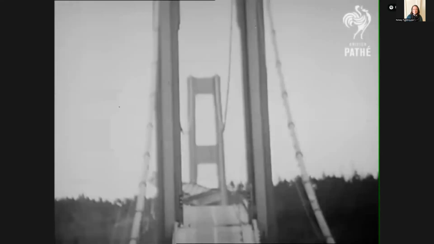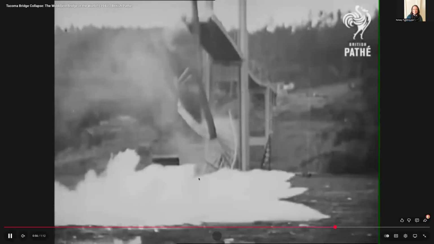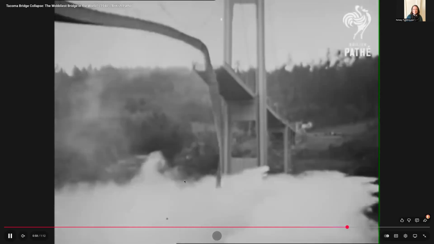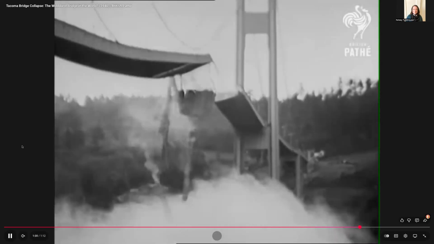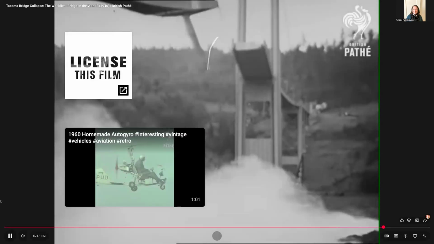And no one died, by the way. That car was stuck, though, and fell into the water probably. And there's the bridge broken, pieces falling in. They spent millions of dollars on this bridge, so they had to make another one where they didn't make those same mistakes.